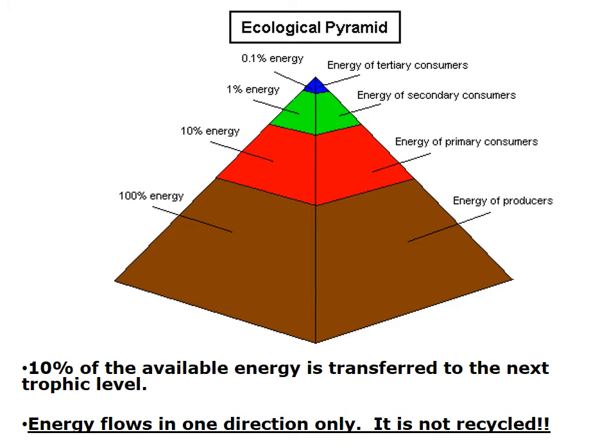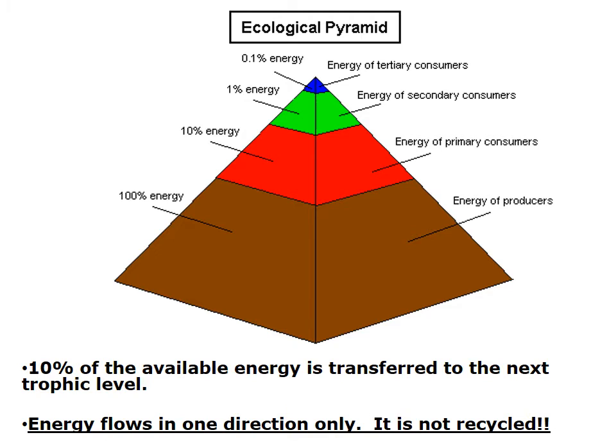Another example, you can see that you have, once again, 100% of the energy at the producer level, and only 10% is carried to the primary consumer level. 10% of that, 1%, is at the secondary consumer level, and finally you have 0.1% at the tertiary consumer level. And energy flow is one direction only.